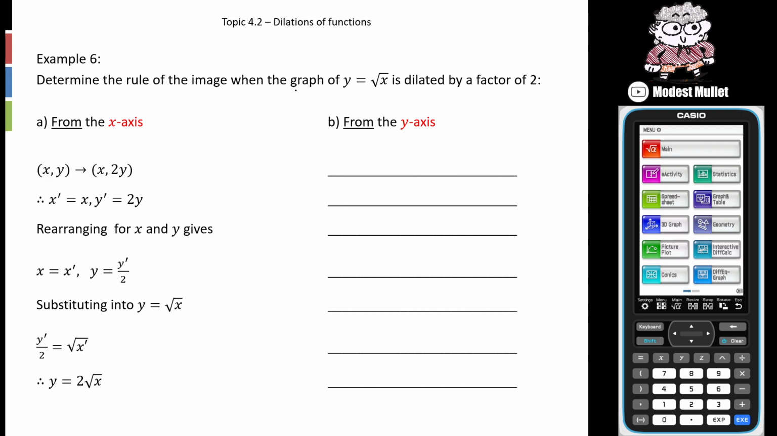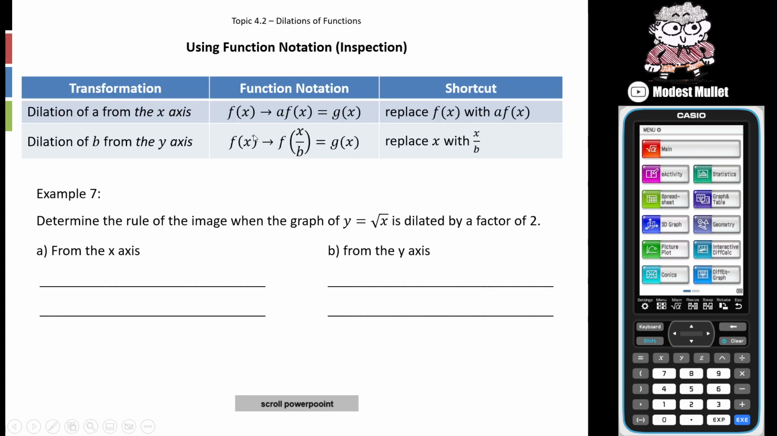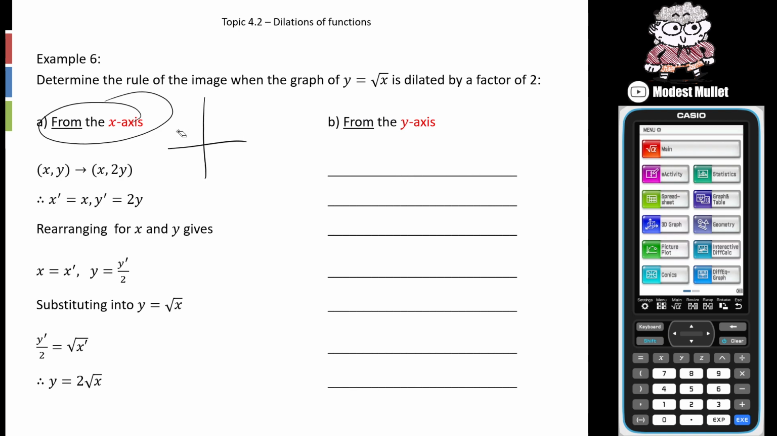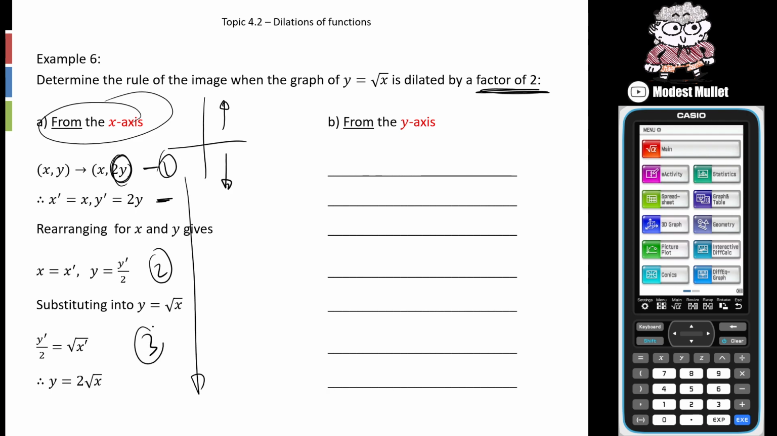Determine the rule of the image when the graph of y of x is dilated by a factor of 2 from the x-axis. Okay, we are dilating from the x-axis, so we're stretching it up and down. In this case, our y-coordinate has been doubled by a factor of 2. So we just follow our dash method process. That's the change that's occurred. Get our mapping, and that's step 1. Get it written in terms of the old x and y. Do the substitution. Here's our new equation, step 4.